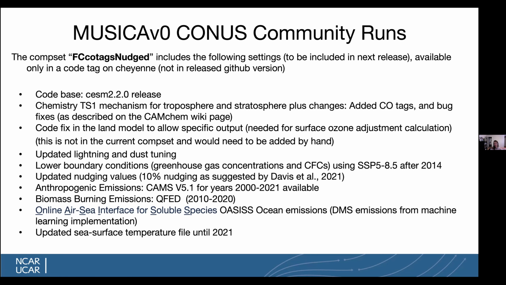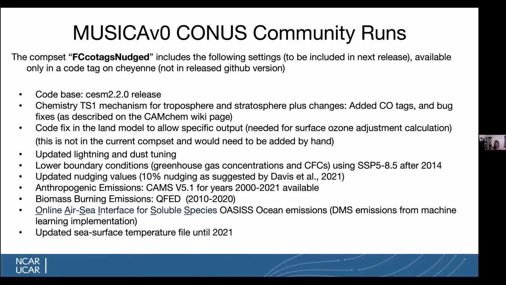And for the land model, we added some code fixes in those community simulations that are purely there for writing more outputs. However, this is currently not in this specific version, but it will be in a future release version. So if you're interested in that, you can learn how to do that as well. We did make sure that our lightning production is in line with what we expect from observations, as well as the dust. So we added some tuning that wasn't in the release version.